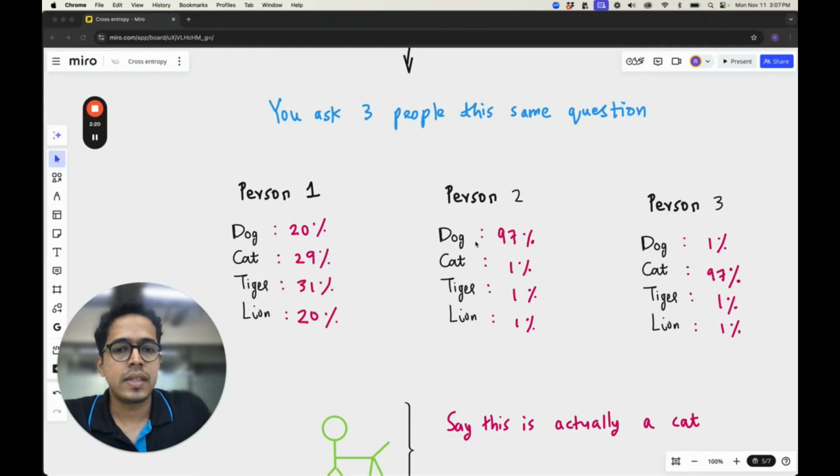Person two says it is dog with 97 percentage, and the remaining 3 percentage, he says it's cat or tiger or lion. And person three says it is 97 percentage cat, and the remaining percentage is distributed to dog, tiger, and lion. So these are three people, and you can see that person two and three are very confident. Person one is not very confident. But obviously, both person two and three cannot be right. Only one of them, or sometimes both of them, can be wrong.